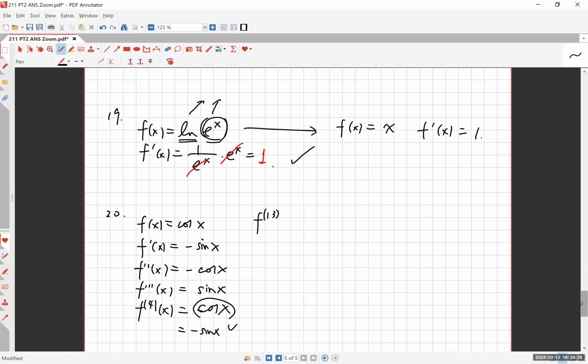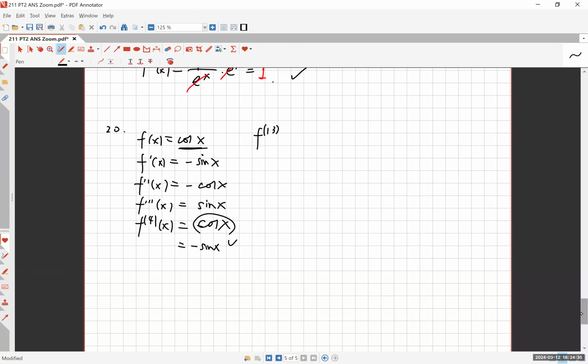Okay, number 20. What is the 13th derivative of the cosine function? So you can do the first 4 or 5, just so you can sort of do a hands-on and see exactly what's going on. The first derivative is negative sine. The second is negative cosine. The third derivative is negative of negative sine, which is the positive sine x. The fourth derivative is cosine. And once you get the same thing, of course, the next ones will follow exactly this. So there will be a cycle of 4 steps, right?